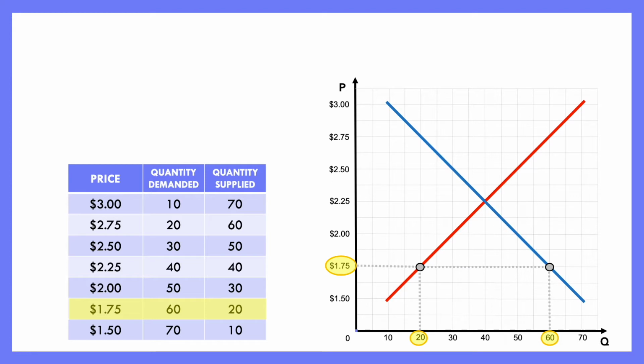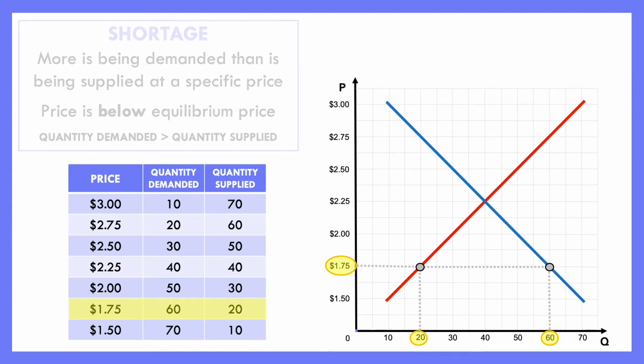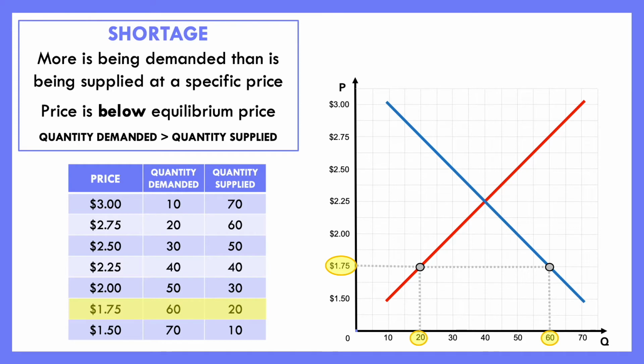Well, so what does that mean? Well, what that means is we don't have enough gas available in our economy for everybody that wants gas. What do we call this? Well, we call this a shortage. A shortage is just any time that we see that more of a product is being demanded than is being supplied at a specific price. So for example, at $1.75, more people want to buy gas when it's that cheap than suppliers are going to make available. So there's a shortage of gasoline.